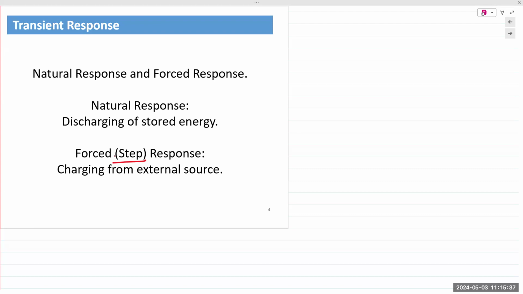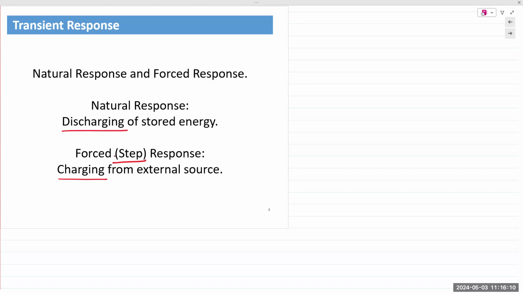If you think about it, all the circuit analysis we have done so far is all a forced or a step response. With resistors, we apply a voltage or current external to the resistor, and we obtain some voltage or current. So if it's an externally applied source and it's charging, meaning transferring the energy into the circuit, it's known as a forced or a step response. If it's simply discharging or losing that energy, it is known as a natural response.